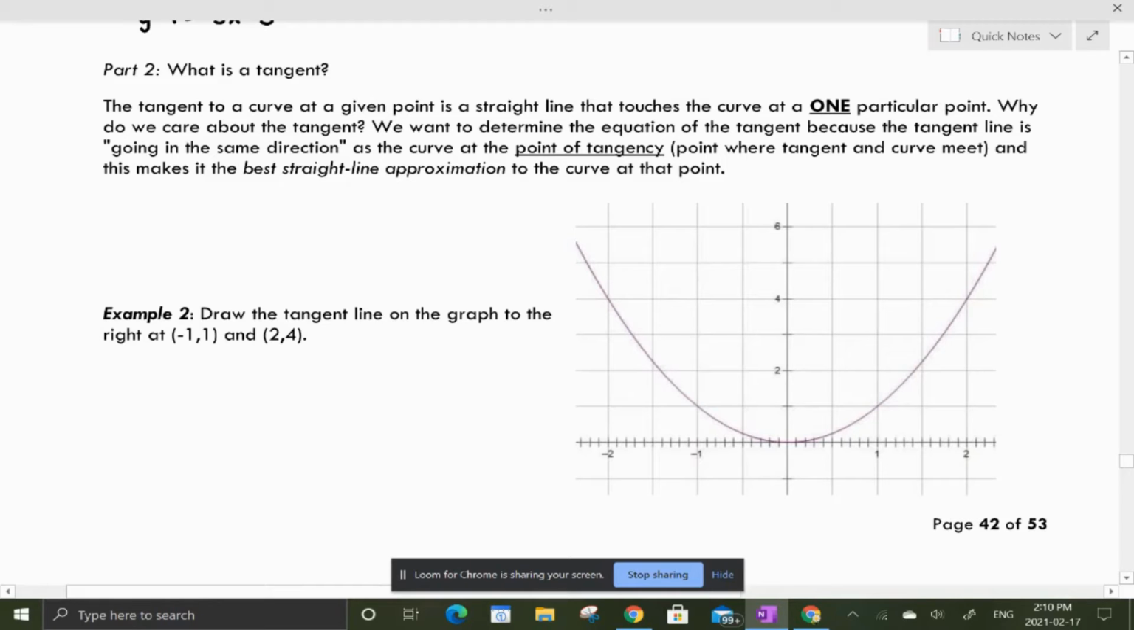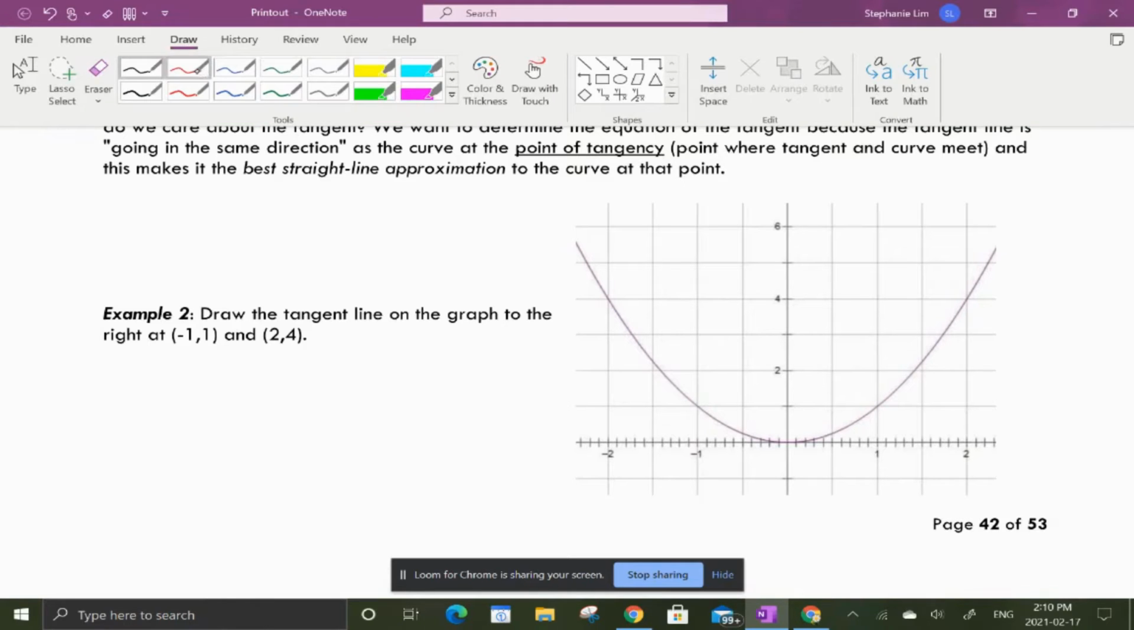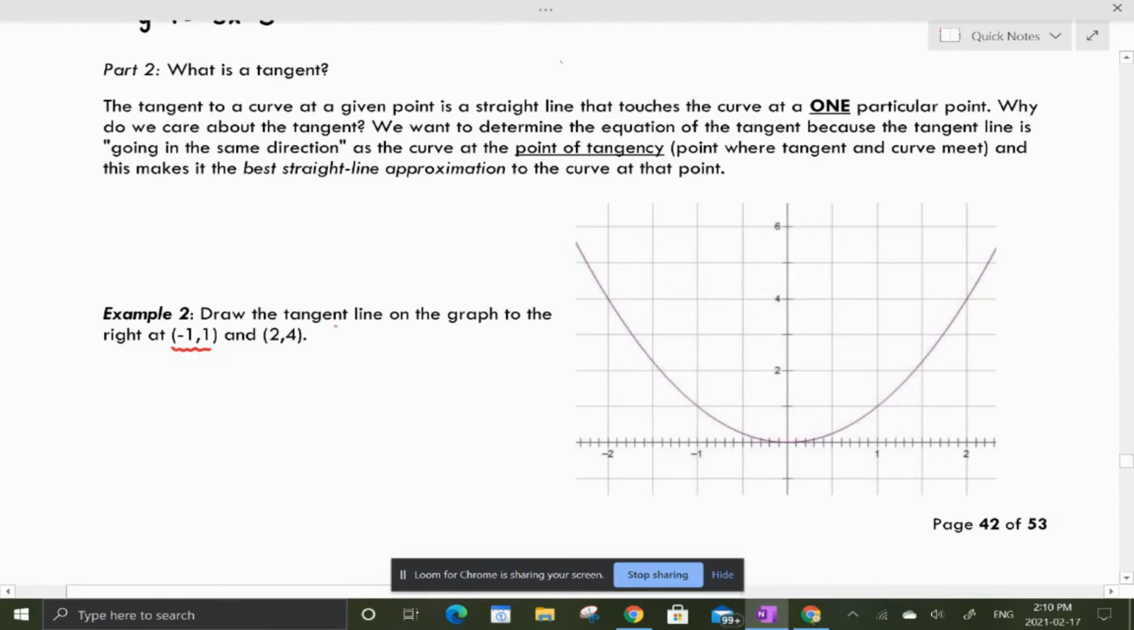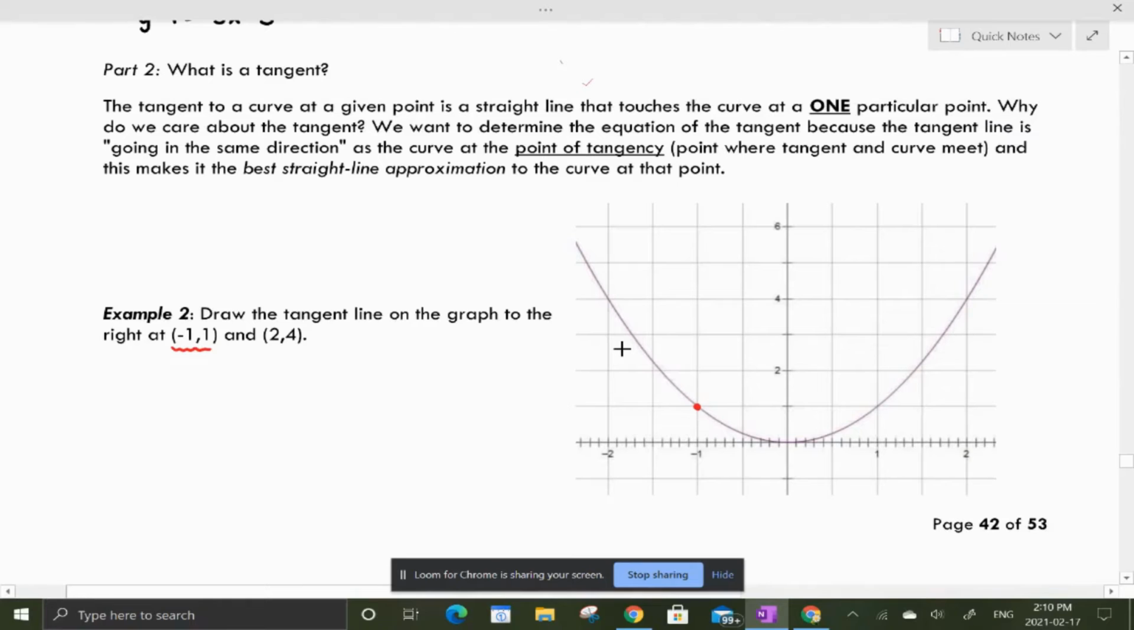It says, draw the tangent line on the graph to the right at (-1, 1), and then at (2, 4). So I'm going to start off with a tangent line at (-1, 1). So I'm just going to mark that point first, which is right here. Now you're going to be manually drawing these tangent lines. So I'm going to draw a tangent line. I'm going to use the line drawing option here, and I'm going to try to draw the best tangent line that I can draw. Okay?